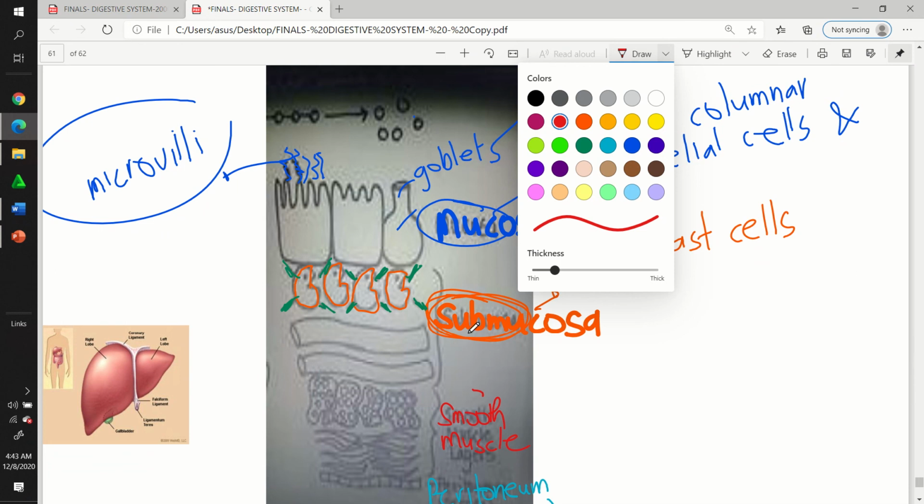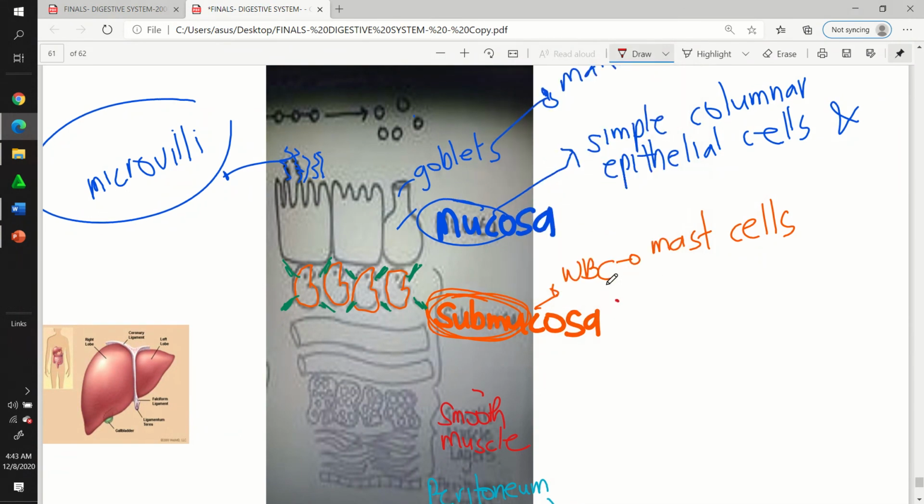Smooth muscle layer. Oh, by the way, your submucosa, masyadong malaki kasi ganun. Okay, let me reduce that one. Your submucosa contains full-blown WBC, mostly mast cells that release your histamine, capture pathogens, and fight them back, and a lot of connective tissue holding them together.